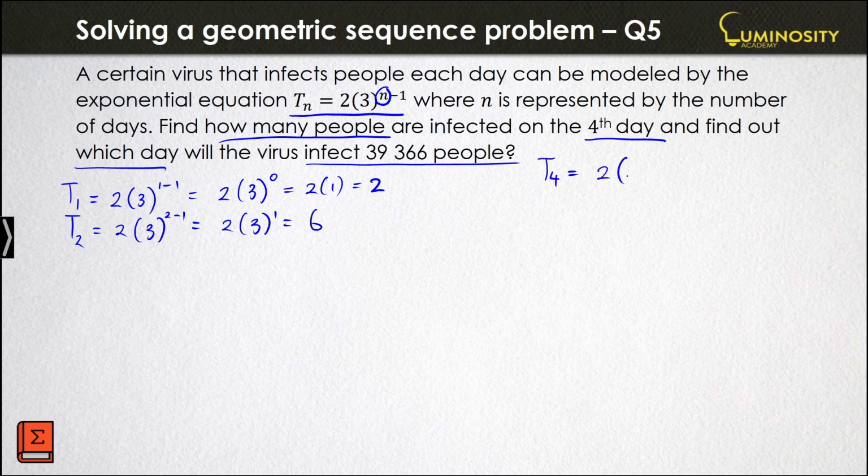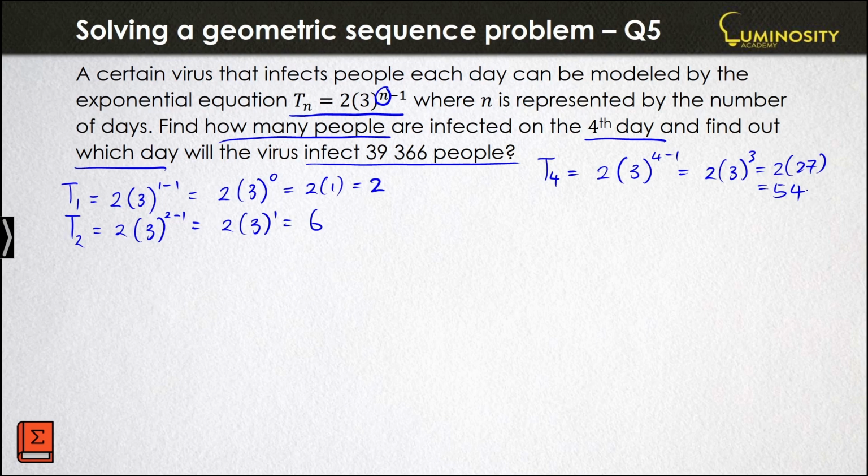So if we plug in n equals 4, I get 2 times 3 cubed. Well, 3 cubed is 27, and 2 times 27 is 54. So by the end of the 4th day, this virus will have infected 54 new people. So you can see why viruses are usually modeled after exponential equations, because they grow rather quickly in a short amount of time.